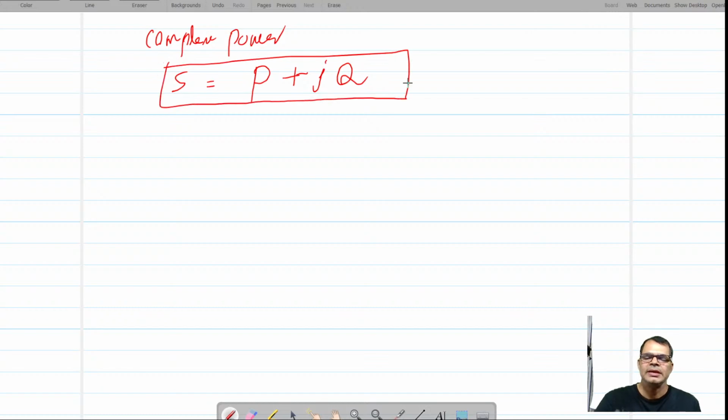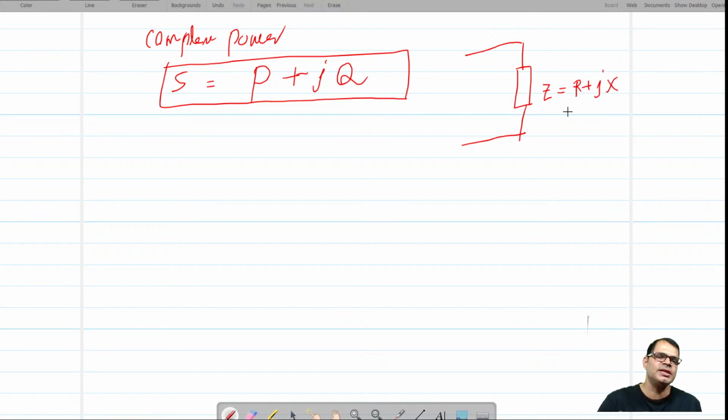As you know, P can be positive or negative, and Q can be positive or negative, according to whether the power is being delivered or absorbed. Now, in an AC environment, suppose this is your element, whose impedance is equal to R plus jX. R is always positive, and X can be positive or negative depending upon the lagging load or leading load. So this is, let's say, V effective, and this current is I effective.